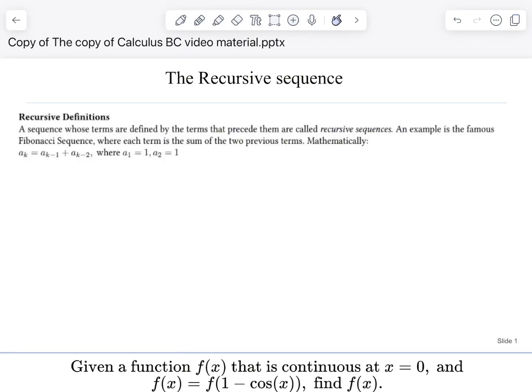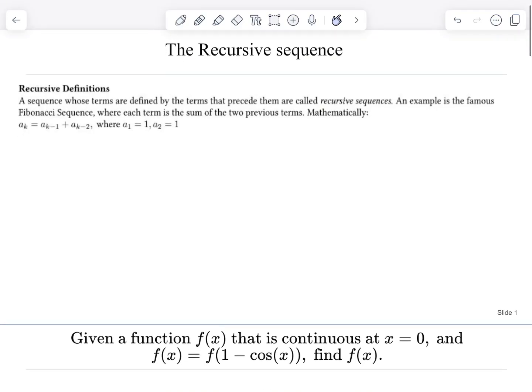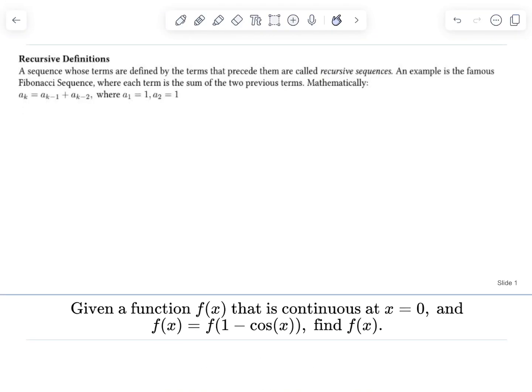Today we're going to talk about recursive sequences. So what is a recursive sequence? A recursive sequence is one where a term can be defined by its previous term. So whether it's the Fibonacci sequence or the factorial, in order to find the next term, we have to know the previous term. Based on the definition, it looks pretty straightforward.